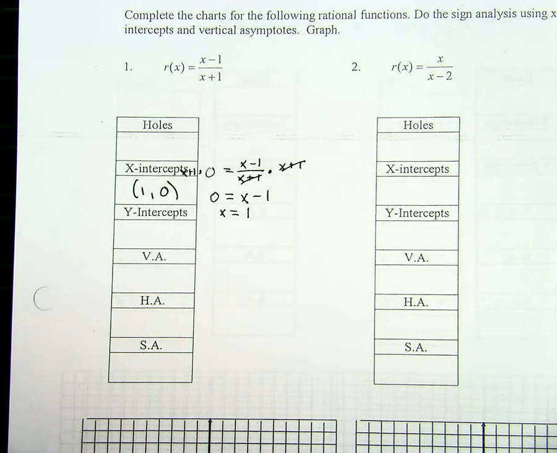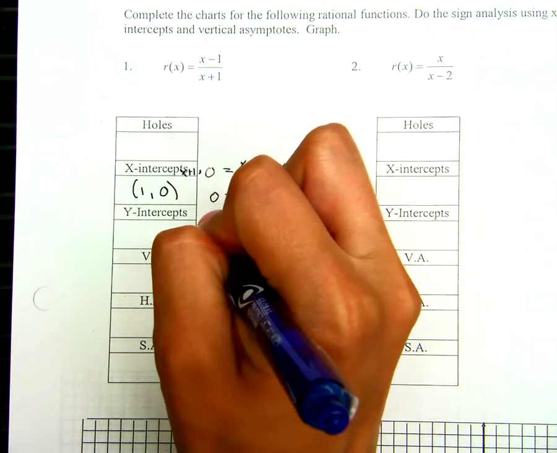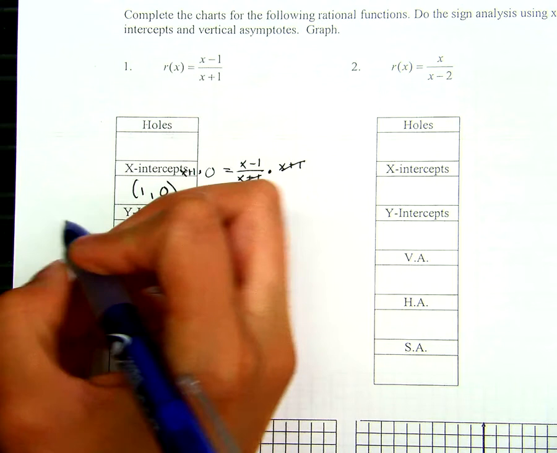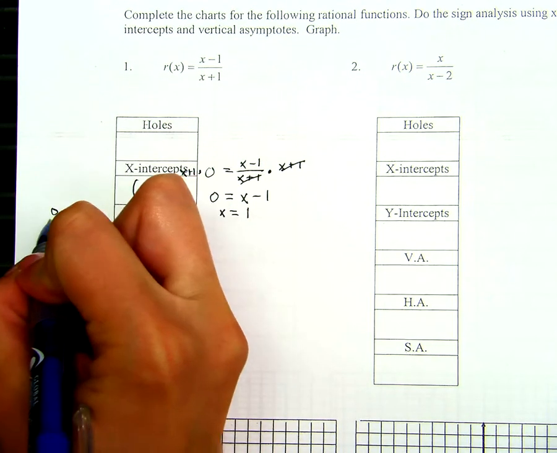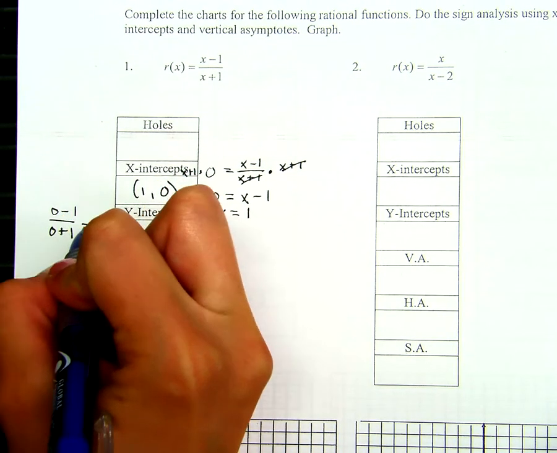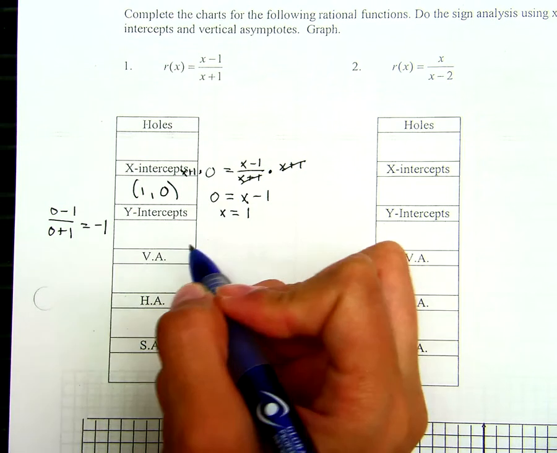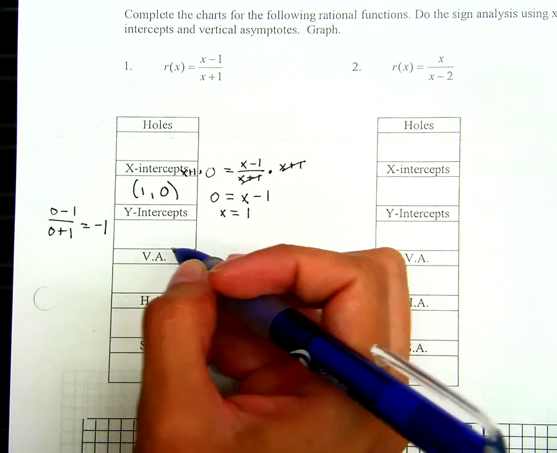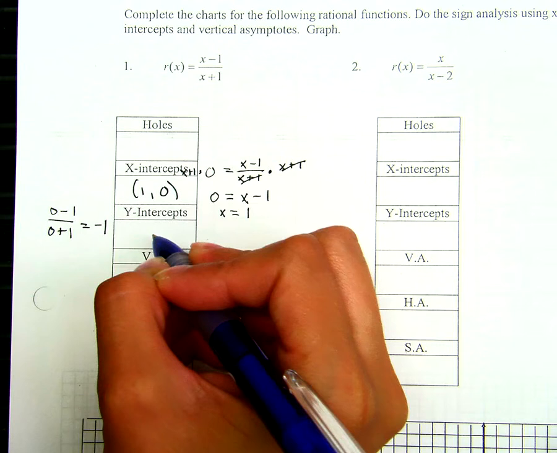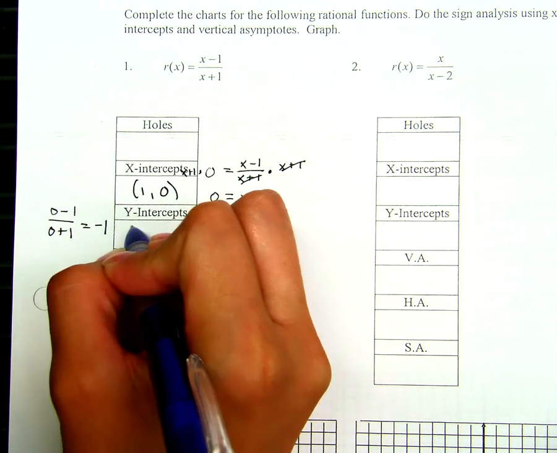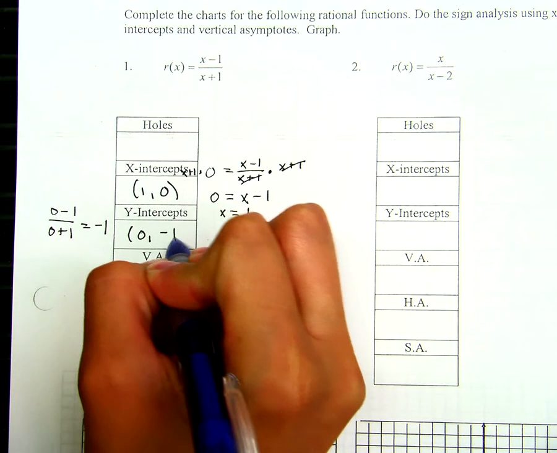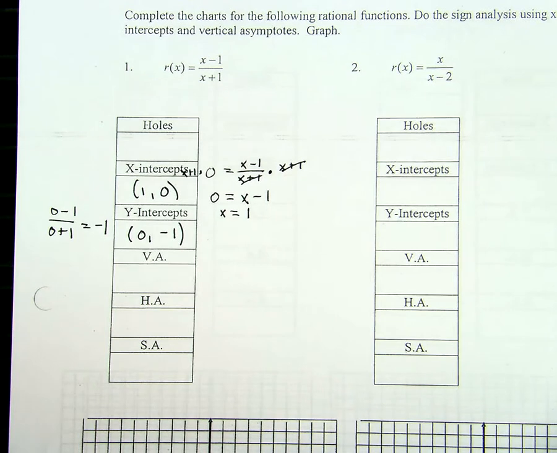Now let's do the y-intercept by definition. That's when we plug in 0 for x. So if I do that, I'll do that over here on the side, we get 0 minus 1 over 0 plus 1, and that would simplify down to negative 1. And again, the y-intercept is not a line, it is a point. So we would have 0, negative 1.